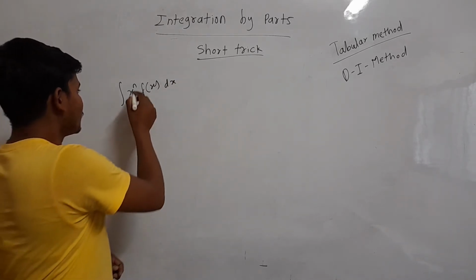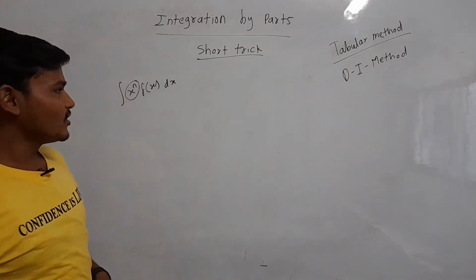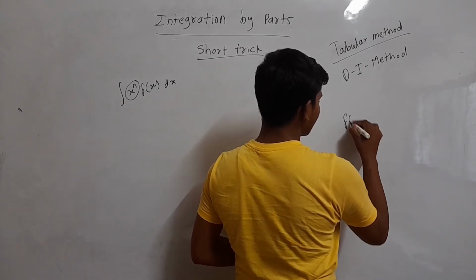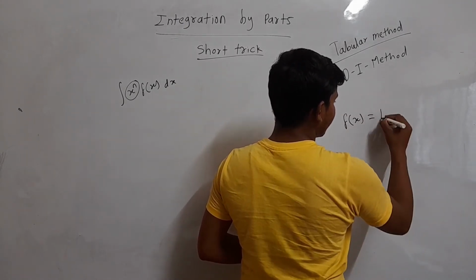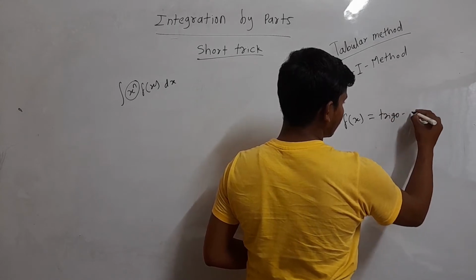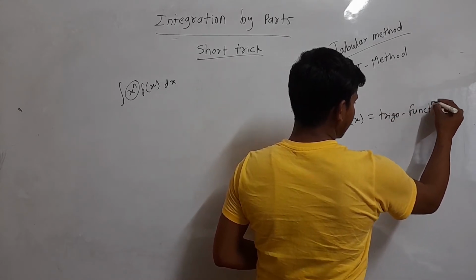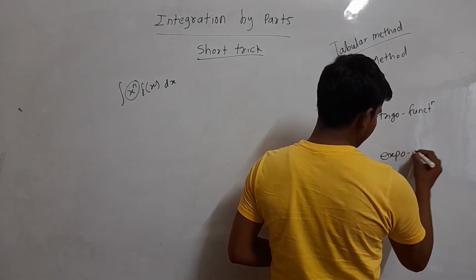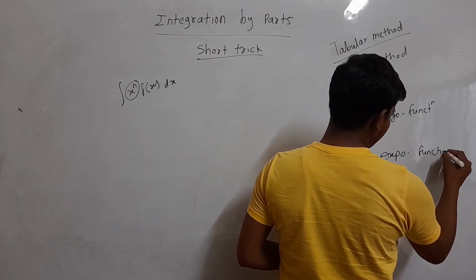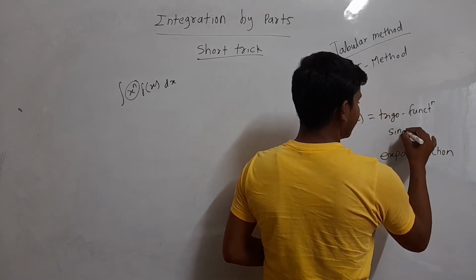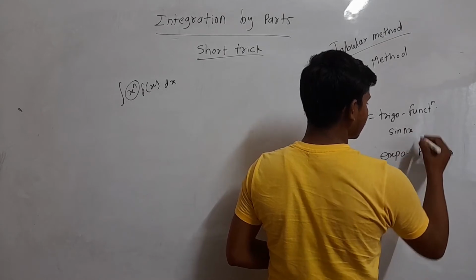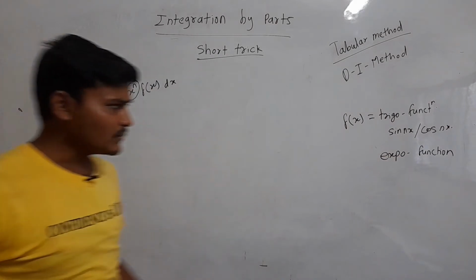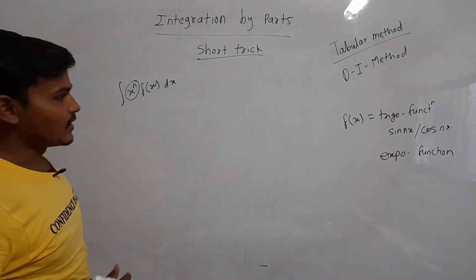Now, here x raised to n is the polynomial function and f of x should be a trigonometric function or an exponential function, like sine of nx or cos of nx. Okay, so let's start.